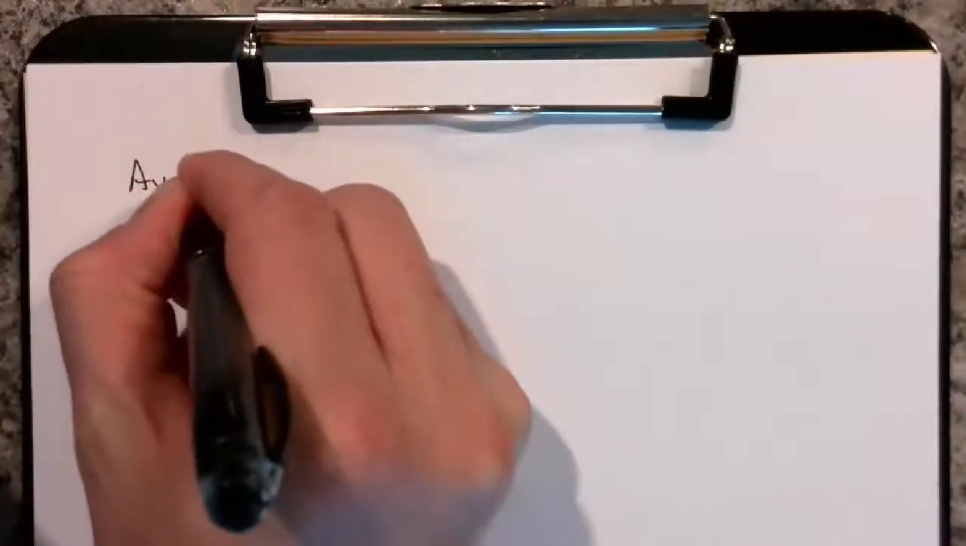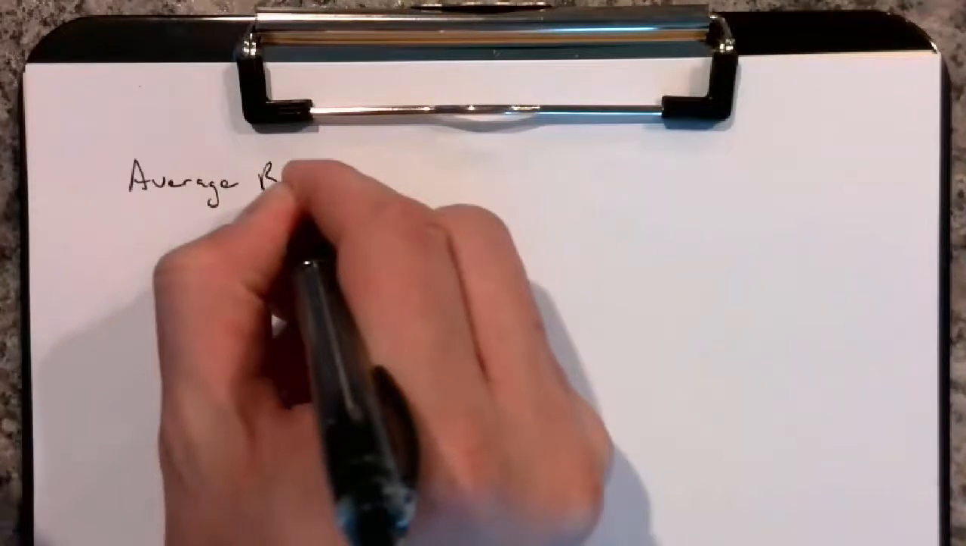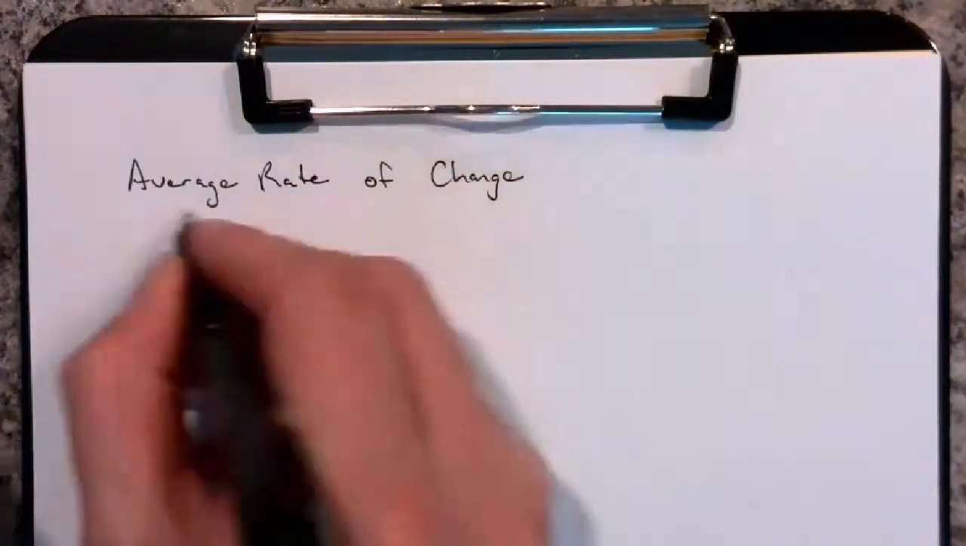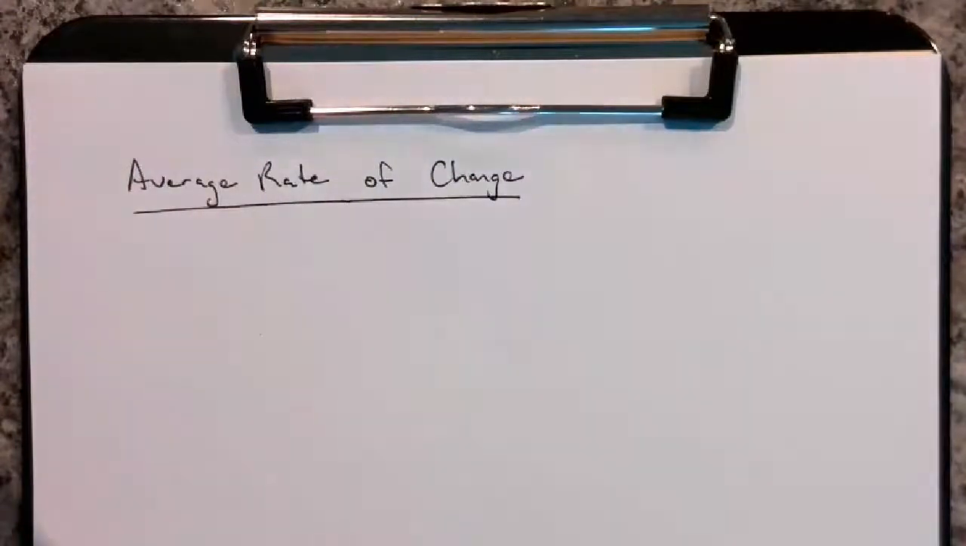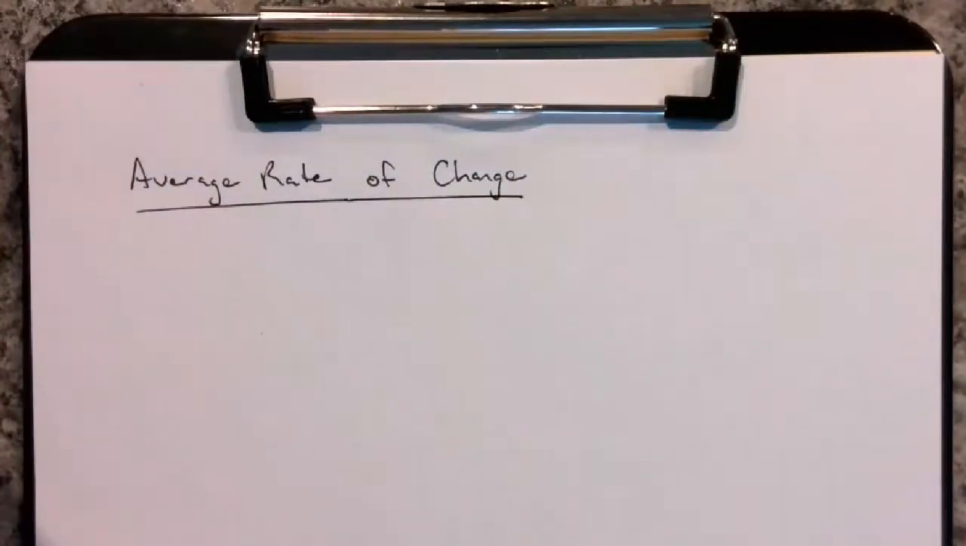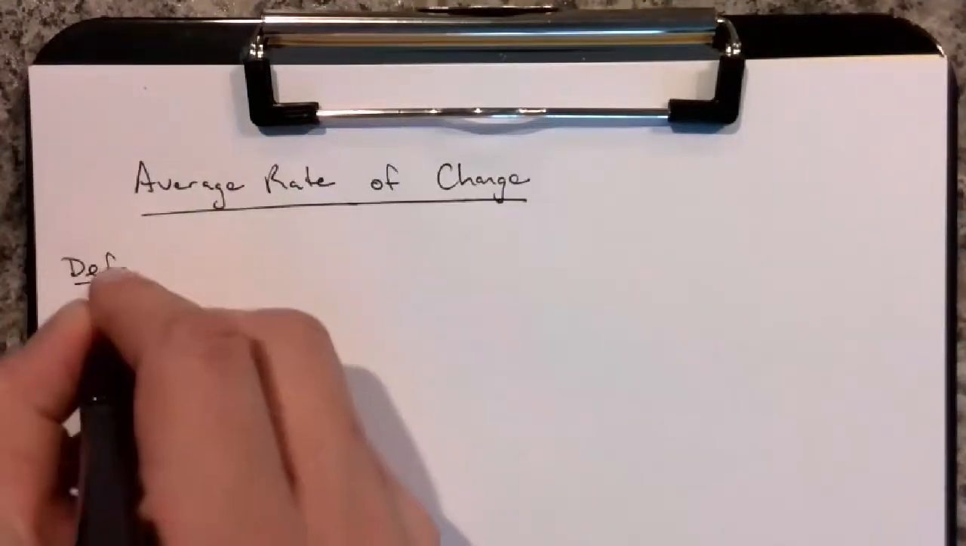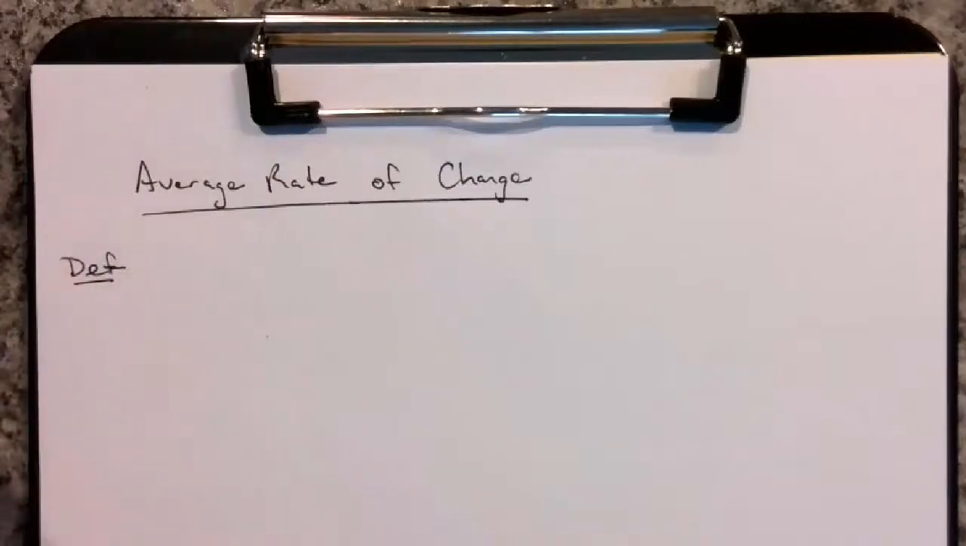This video is on average rate of change. And you've probably heard about this before. You know, we covered it when we talked about slope, because really average rate of change between 2 points is the slope. So I'm going to give you a definition. If you know the slope definition, though, you kind of already know this, right?